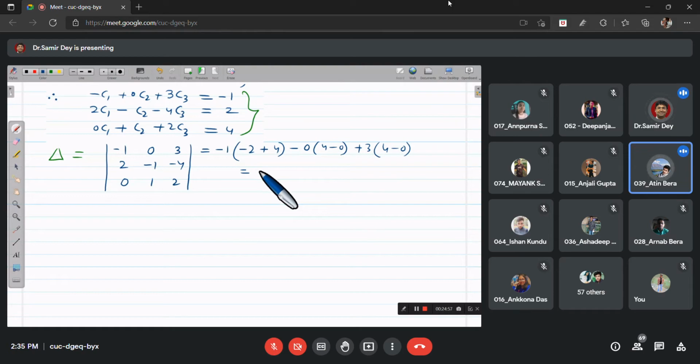What value is coming? It's plus 10. Plus 10 is coming. So that means this is not equal to 0. If it is not equal to 0, it means there exists a unique value. So already you know from Cramer's rule, if your del is not equal to 0, then there exists a unique value of C1, C2, C3.